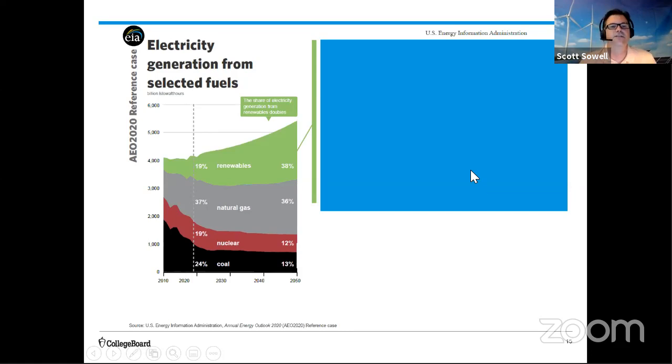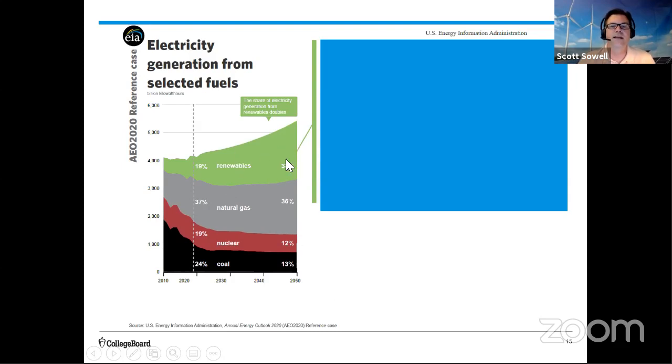This is the electricity generated from selected fuels. And so we see coal, nuclear, natural gas, okay, kind of chunks there with the majority being natural gas. And then 38% are the renewables. And this is in 2050. If we look at 2020 where we are now, it's a lot less. But if we forecast into 2050, we see a much bigger increase in renewables.